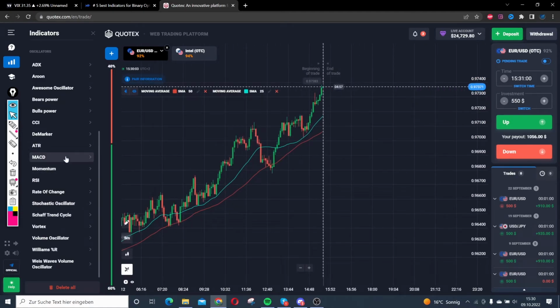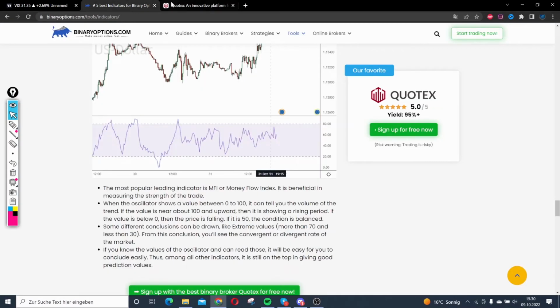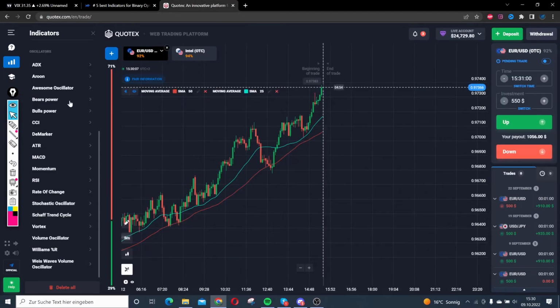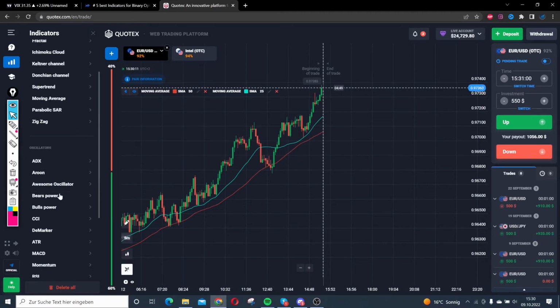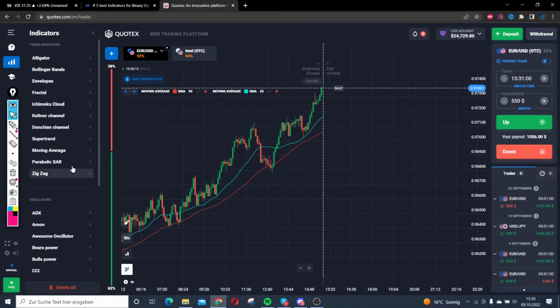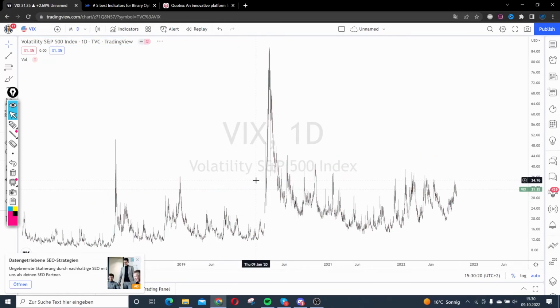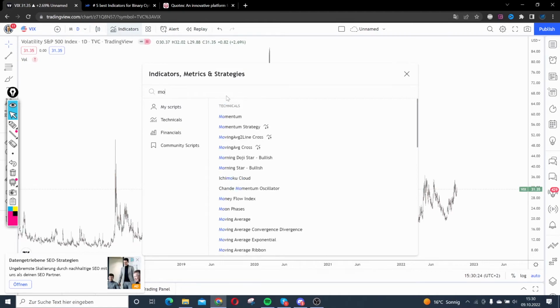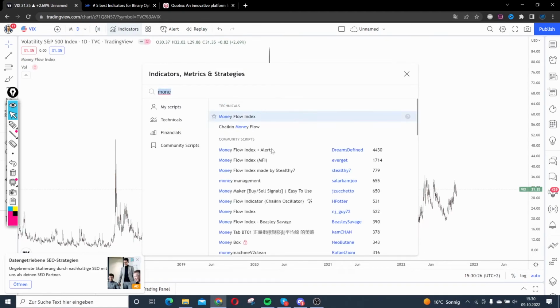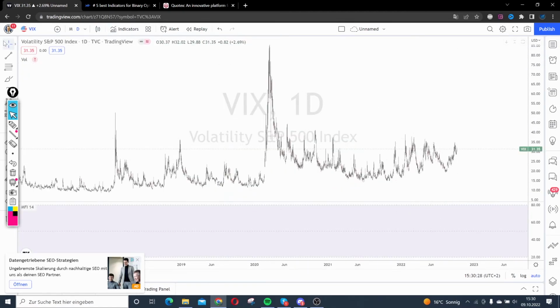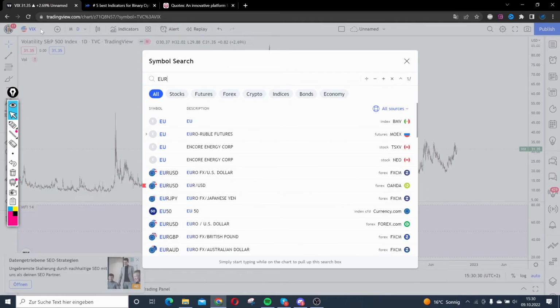So do we have this indicator here on this platform? No, we don't have it here. But I can use it here. Let me add this indicator, money flow, here. Change this to the euro dollar.